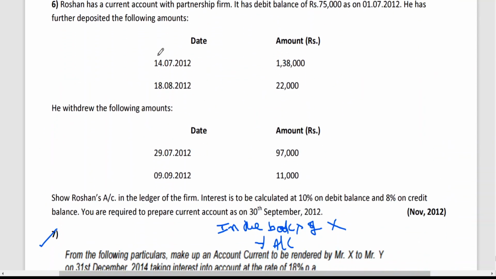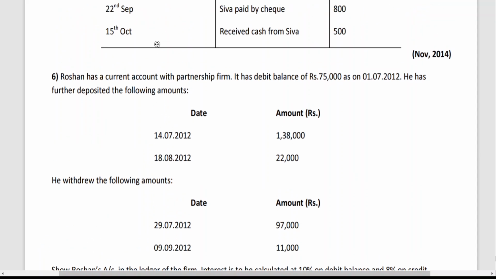Sixth problem. Roshan has a current account with a partnership firm. It has debit balance of 75,000 as on 1st July 2012. He is withdrawing the money, depositing the money into business. Is depositing the money and is withdrawing the money. Okay, it is a partnership firm, maybe a financing partnership firm. Like I told you, banks generally they will be following this. We have discussed in the beginning.